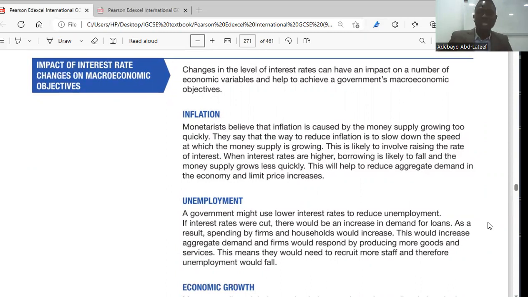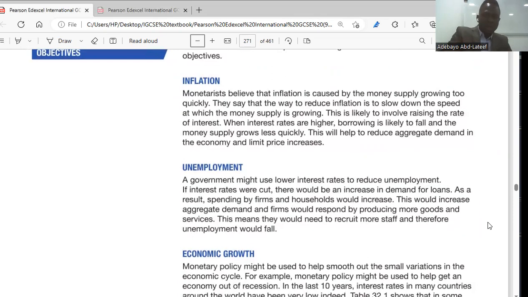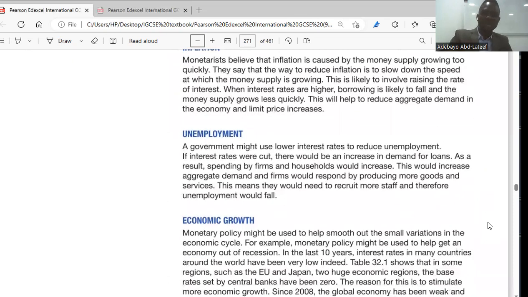Changes in the level of interest rate can have an impact on a number of economic variables and help to achieve a government's macroeconomic objectives. Macro, sorry, that's aggregate demand and supply. I was thinking about micro here. Macro is the study of the whole economy. All right, so first, the impact on inflation.